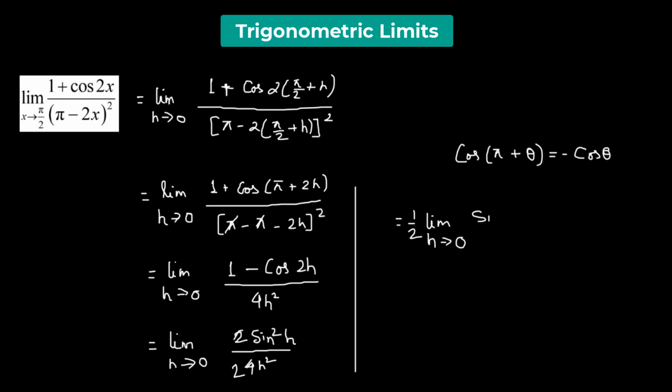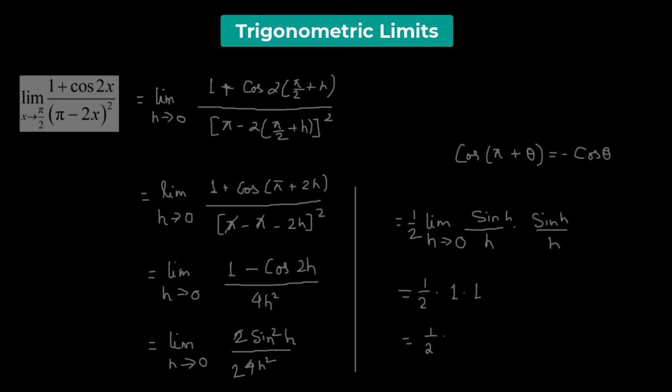Sine square h can be written as sine h over h times sine h over h. So when we find the limiting value of the two functions, sine h over h, so per definition this is 1, so that will give us half times 1 multiplied to 1. So the limiting value of the given trigonometric function when x approaches pi over 2 is going to be equals to half. Let us do another problem.